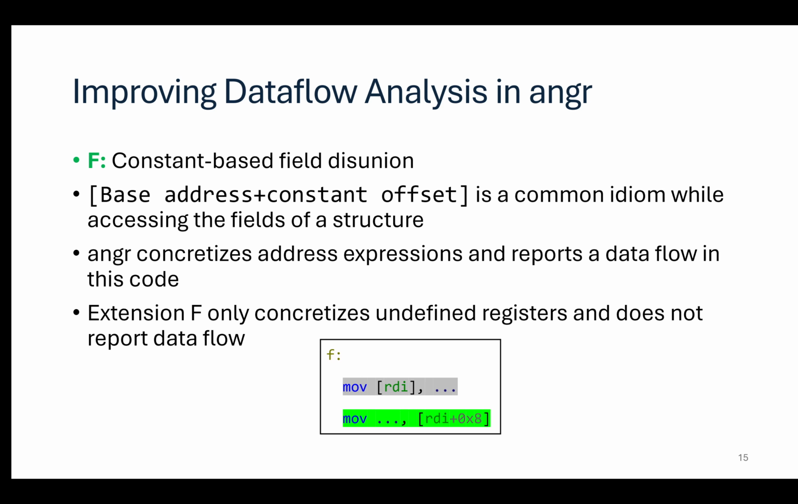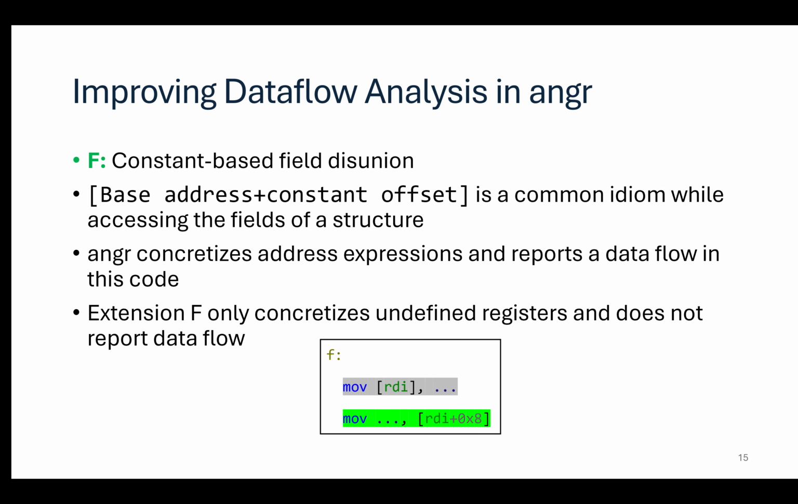Our last extension is that whenever we have an unknown address, the angr strategy is to replace that unknown address. For example, when it comes from outside of the function, it will replace it with a fixed value. Angr in this case will replace the gray and green line with the same fixed value, and as a result, it will report that there is a data flow between the gray and green line.